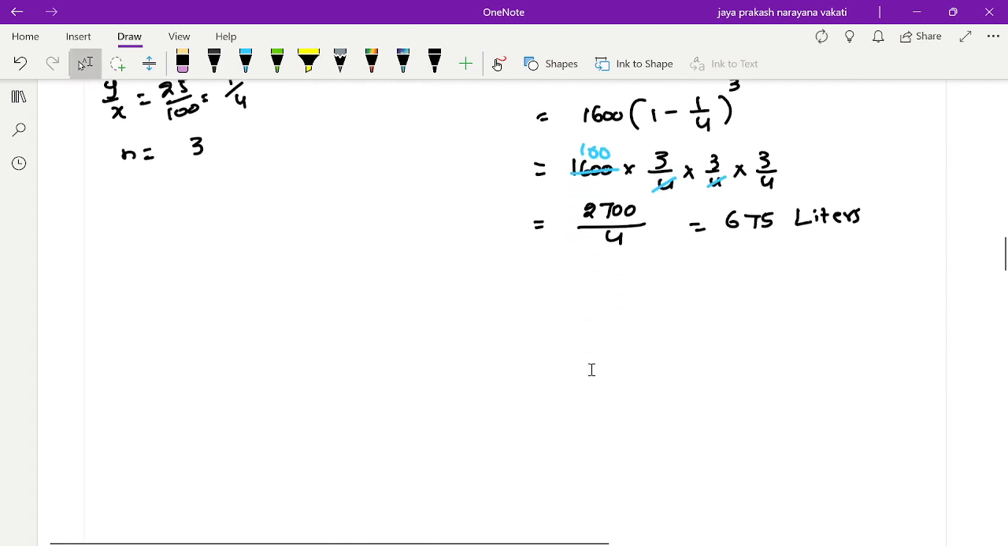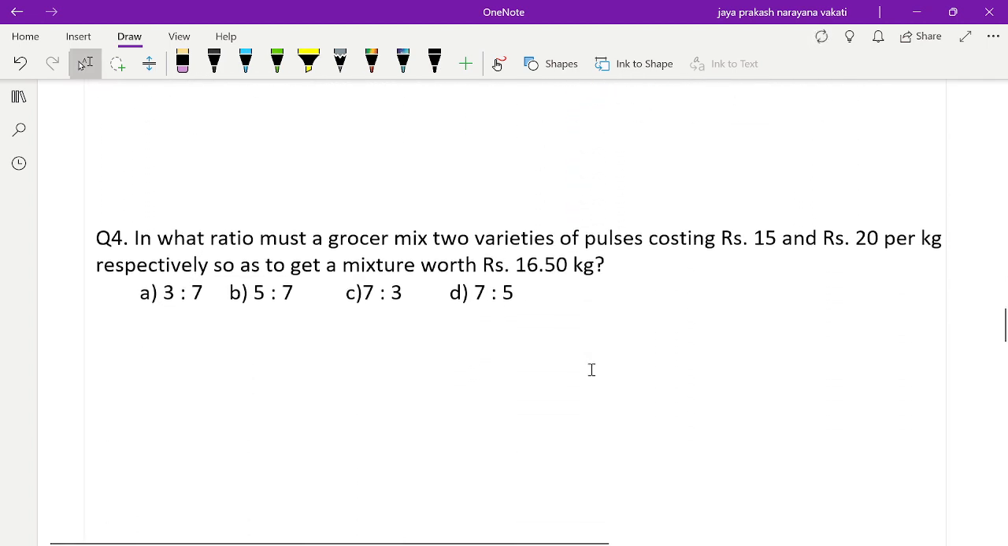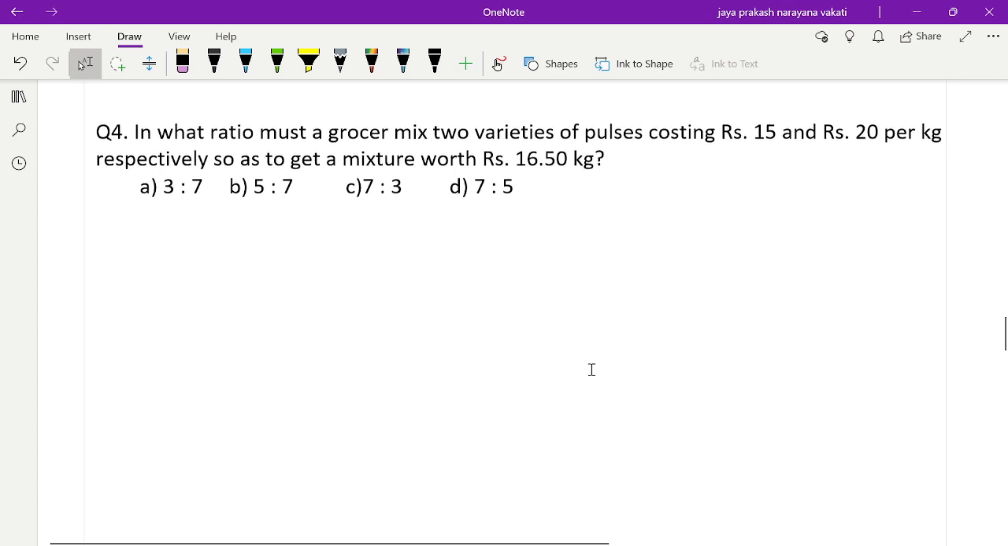So let us jump to our fourth problem, guys. Yeah. So there's another set of problem. Here also I'll give you a method. So he's telling in the question: in what ratio must a grocer mix two varieties of pulses costing 15 and 20 per kg respectively so as to get a mixture worth 16.5 per kg. So guys, to solve these problems, I call a simple thing. I call it the butterfly method.